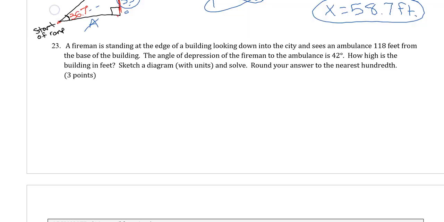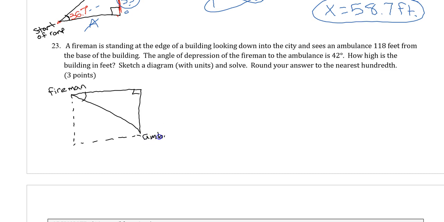Okay, so remember, these are the weird ones. The triangle I want to look at is always going to be shaped like this. Okay? But we often have things over here, right? So we have to create our box. Okay. So what do we have? A fireman standing at the edge of a building. So here's our fireman, he's going to be up at top. And sees an ambulance. So here's his line of sight. So here's the ambulance.